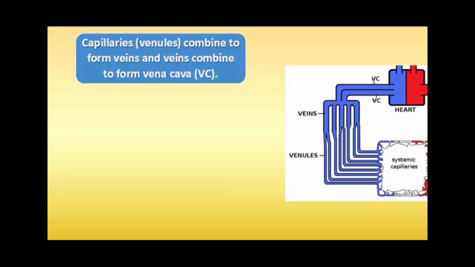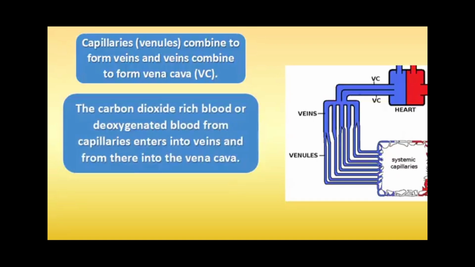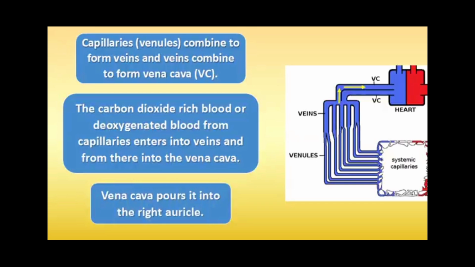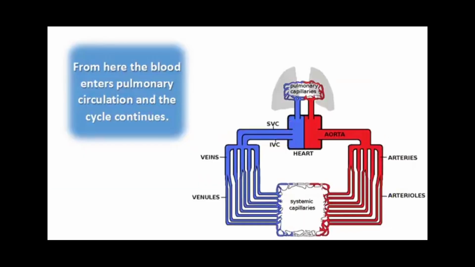Capillaries, or otherwise known as venules, combine to form veins, and veins combine to form the vena cava, which is the superior and the inferior vena cava. The carbon dioxide-rich blood or deoxygenated blood from capillaries enters into veins and from there into the vena cava. The vena cava pours it into the right atrium, ready to be filled again with oxygen from the pulmonary circulation. And so, the cycle continues.